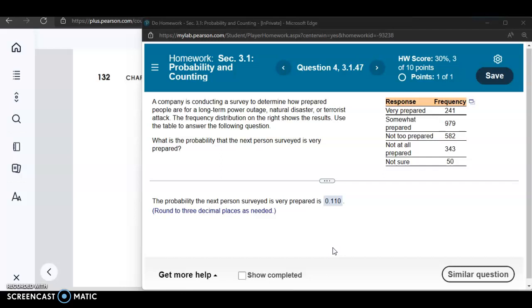So in the previous video we did a brief introduction to the idea of random phenomena and probability, and we did a few examples from the homework. The last example we did was question 4 from the homework.